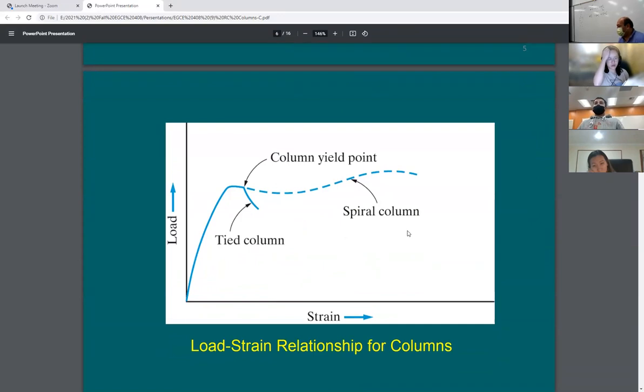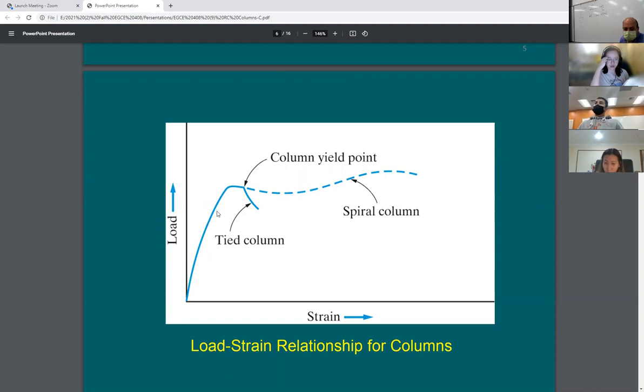Let's see what happens. What is the big difference or main difference between spiral columns and tied columns? We're looking here for this relationship. On the x-axis, I'm going to put the amount of strain that happens on the column under axial loads, and on the y-axis, I'm going to put the load, the axial force itself. You start with axial force and then you look at the strength. And then you have this relationship.